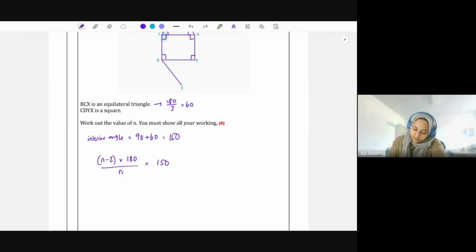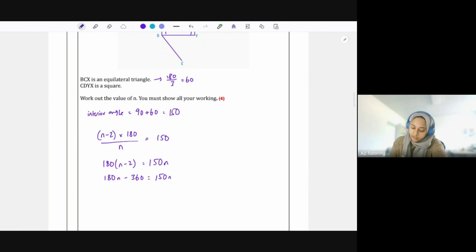So I'm going to times by n up to here. So I get 180 times n minus 2 equals 150n. 180n minus 360 equals 150n. Minus 150n to the other side, so I get 30n. And I'm going to plus 360 to the right hand side. So n equals 360 divided by 30. Cancel the zeros. 36 divided by 3 is 12. So therefore, n is 12. So it's a 12-sided shape.